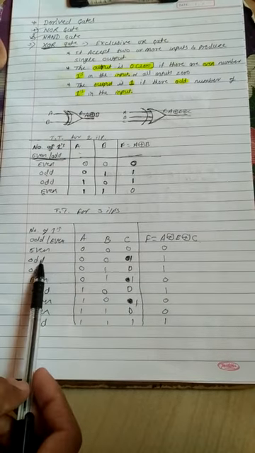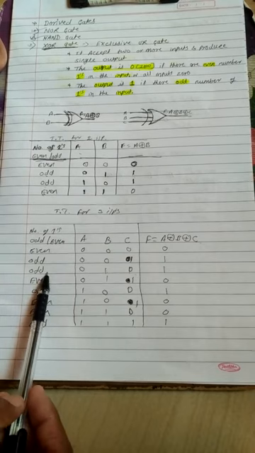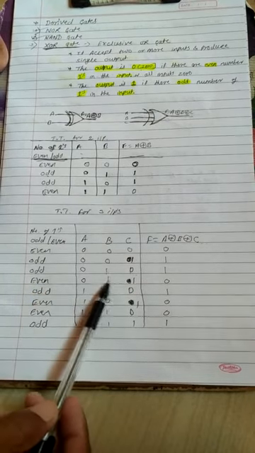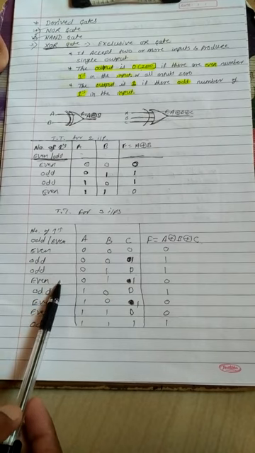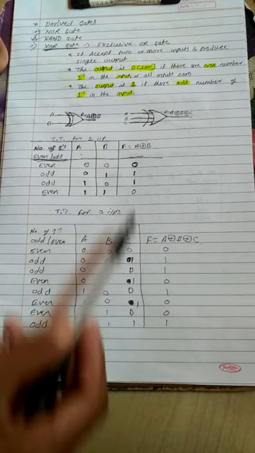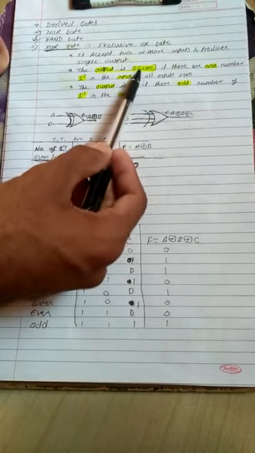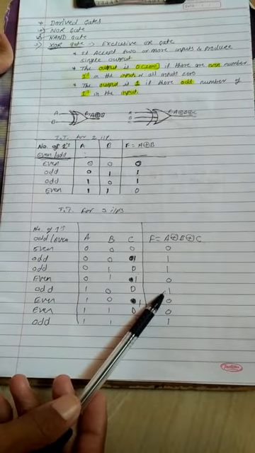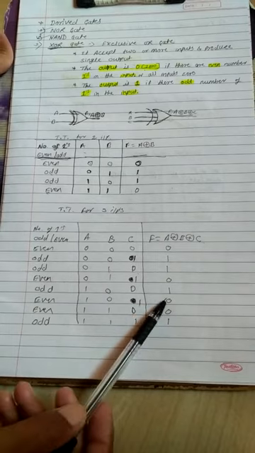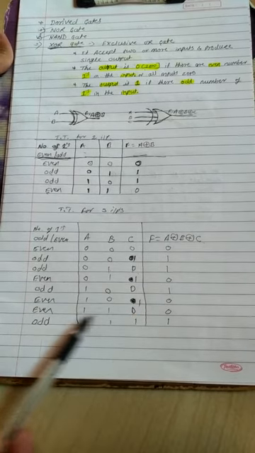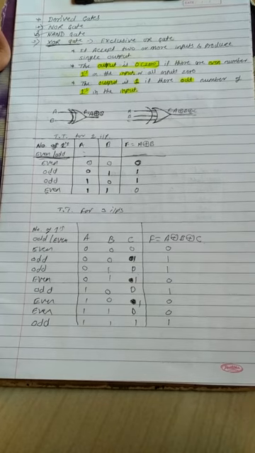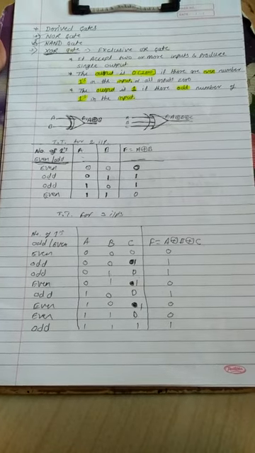So this is also odd, output is 1. This is also odd, output is 1. This is even because 1 and 1 is even. If it is even, then the output is 0. Again odd, the output is 1. Even, output is 0. Even, output is 0. Odd, output is 1. So this is about our third derived gate, the XOR gate.